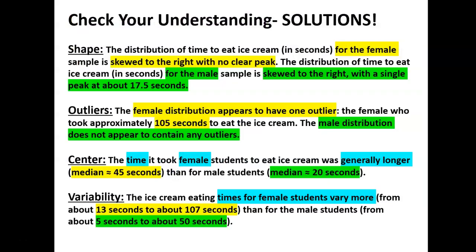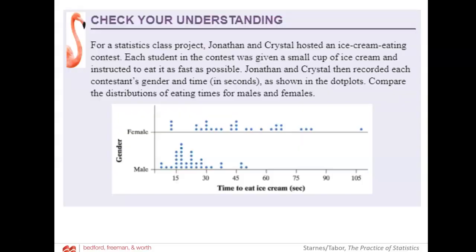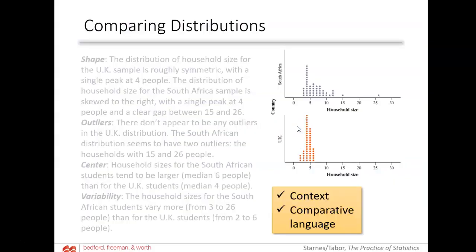All right, so shape. The distribution time for the female sample is skewed to the right with no clear peak. So skewed to the right. And it's hard to say that there's a peak because it's not unimodal here, right? Ding, ding, ding. 3 of them right there that are the same height.